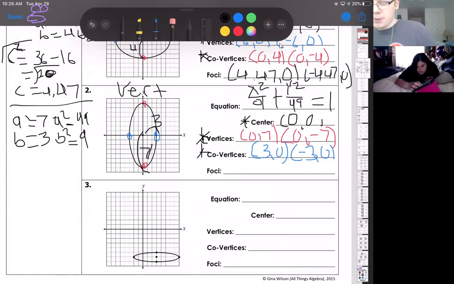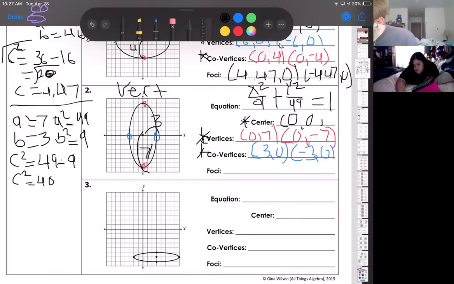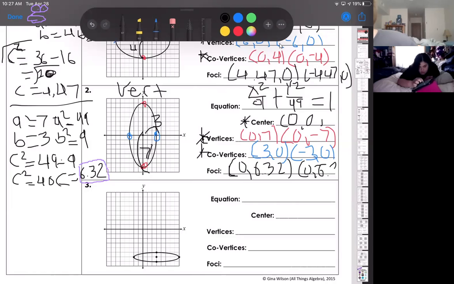To find our focus points, we're just going to use that formula. So c squared equals a squared minus b squared, so that would be 49 minus 9, which would be 40. So if you square root that in a calculator, you get approximately 6.32. So you add those to your major axis, so your focus points would be 0, 6.32, and then 0, negative 6.32.